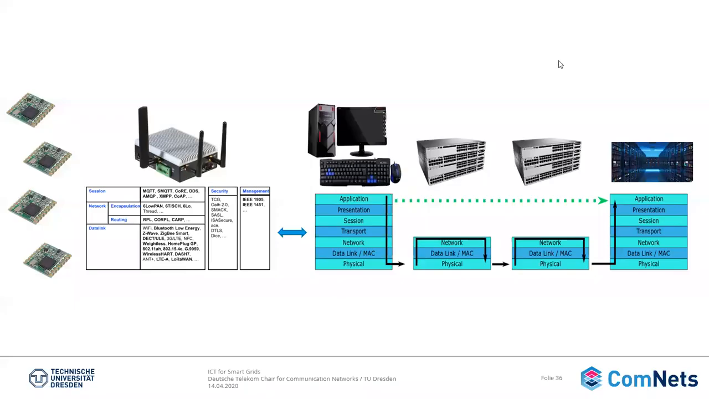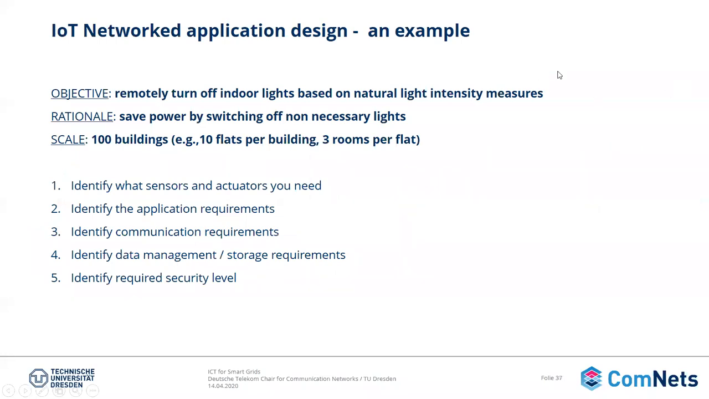Good. So the next part, or the last part, is kind of a scenario. Let's think about an example where we want to build or design an IoT network, right? So you want to design a network that has the objective of remotely turning off and on indoor lights based on the natural light intensity outside.